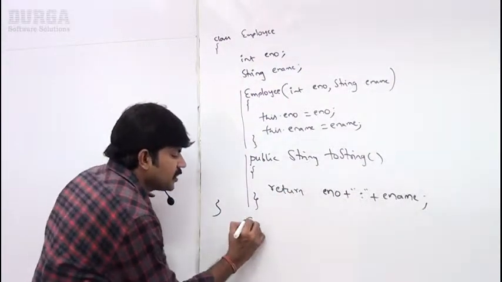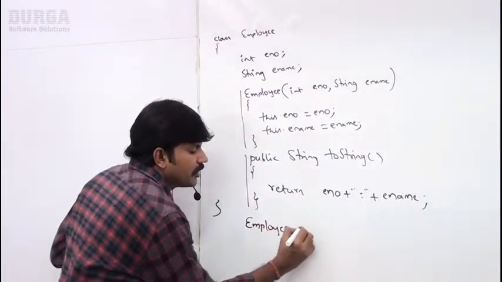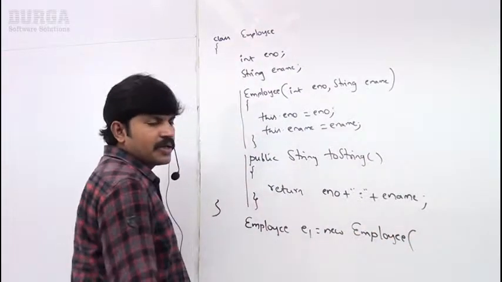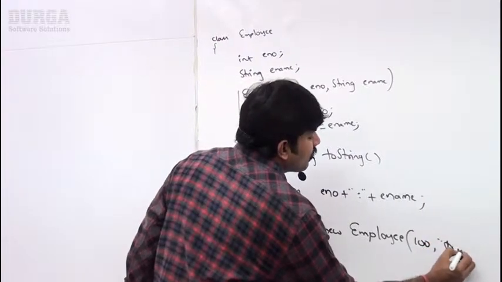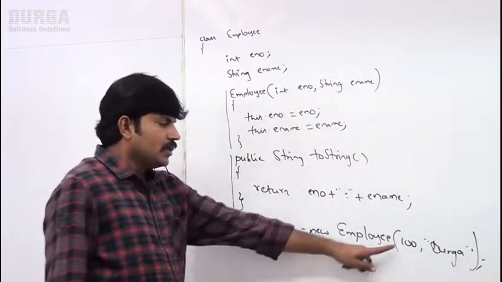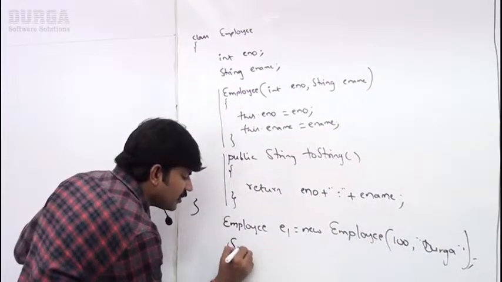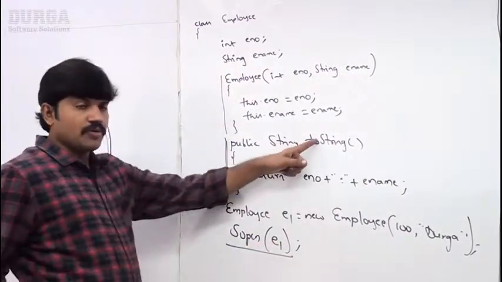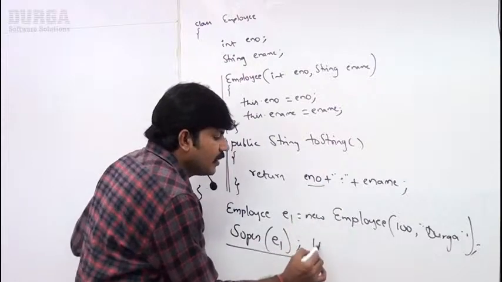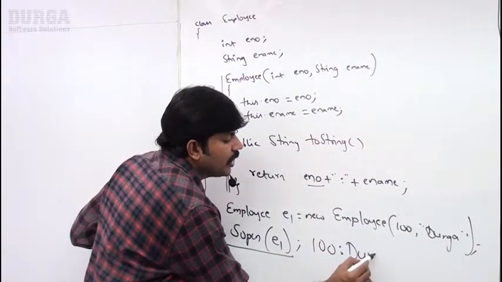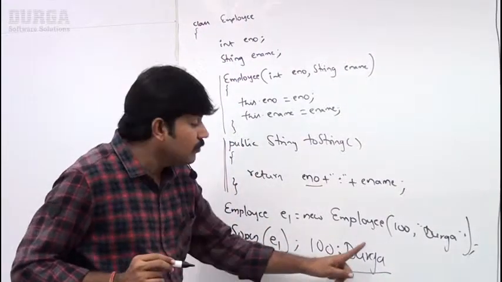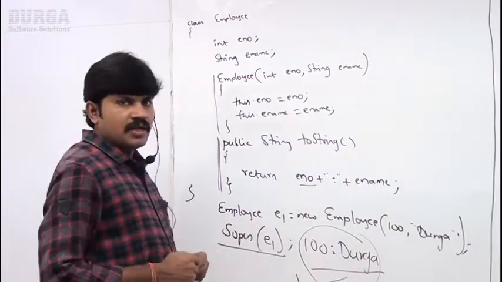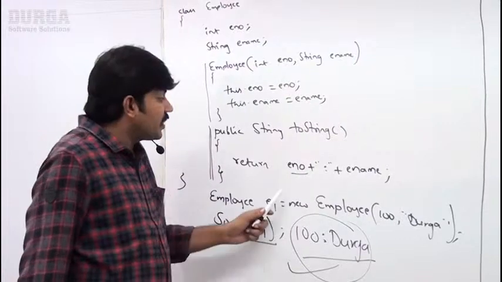Best example: Employee e1 = new Employee(100, Durga). Assume 100 is the employee number and Durga is the employee name. Let me print this e1. Internally, the toString method will execute and return 100 colon Durga, employee number colon name. This is the output we get by default. I hope everyone can understand the need of this toString method.